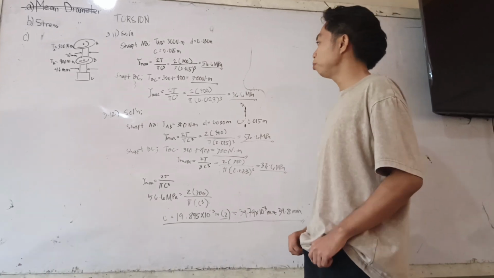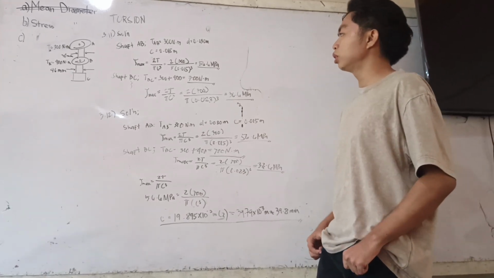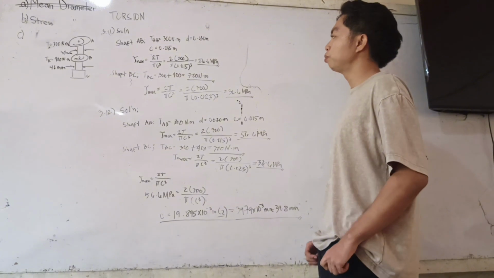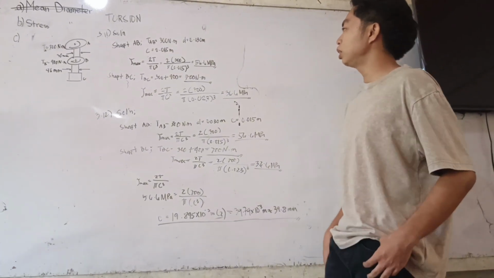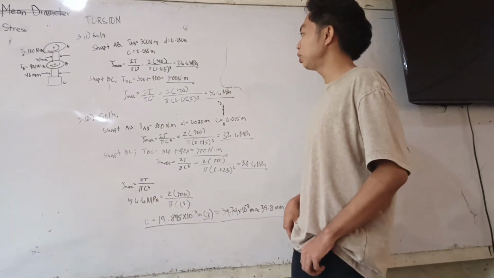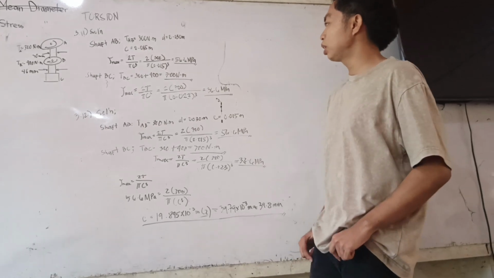So the formula for that is equal to 2T over pi c raised to the cube. Then substitute the values, so it will become 56.6 megapascal.